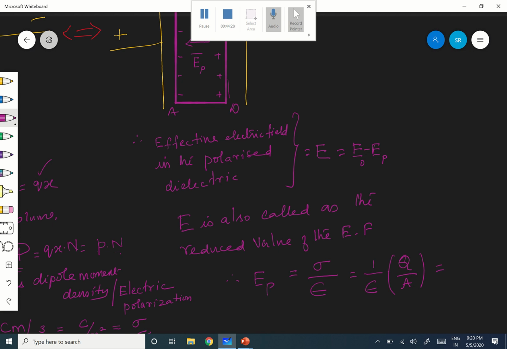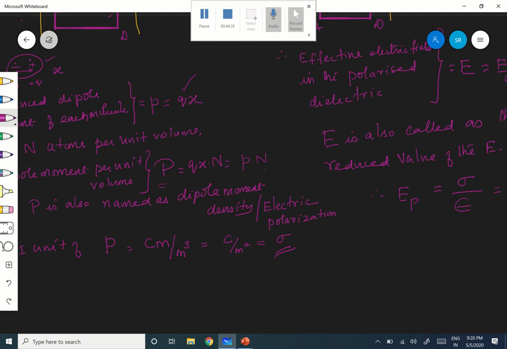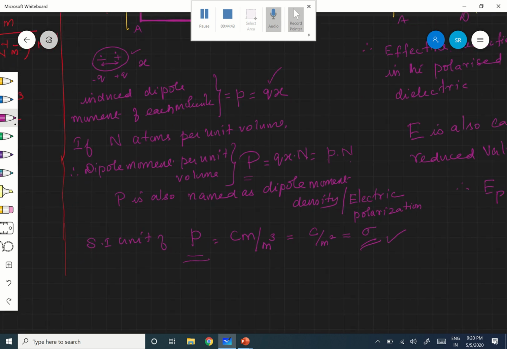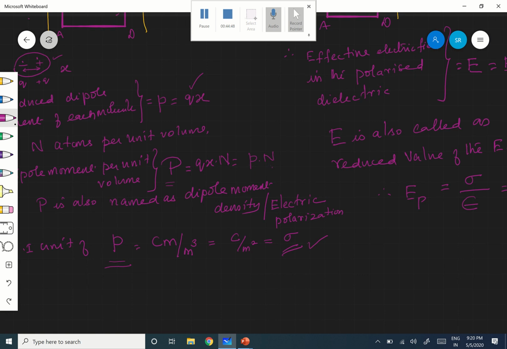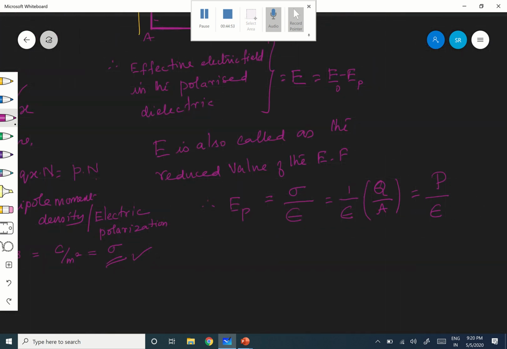You can say that sigma, that you can write even as P by epsilon. What is P? Just now we have seen here, P is equal to sigma P, that is equal to surface charge, because it is coulomb per meter squared. Therefore, I told you it is sigma. Therefore, P is nothing but dipole moment density. So sigma by epsilon can also be written as P by epsilon, where P is nothing but electric polarization or dipole moment density, total dipole moment density.